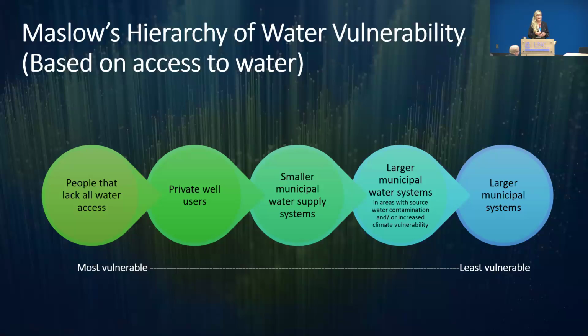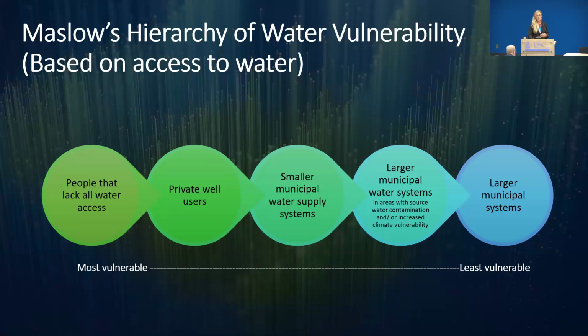And then if we move that to Maslow's hierarchy based on water access, it's most important for us to make sure for those pockets of individuals that have no access, we get them access. We need to help private well users. We need to help smaller municipal systems that have more challenges, and then larger municipal systems that have challenges because they're in areas with source water contamination, for example, or they're in areas that are increasingly having climate distress, such as the city of Asheville that has unprecedented water quality issues now because of Hurricane Helene.